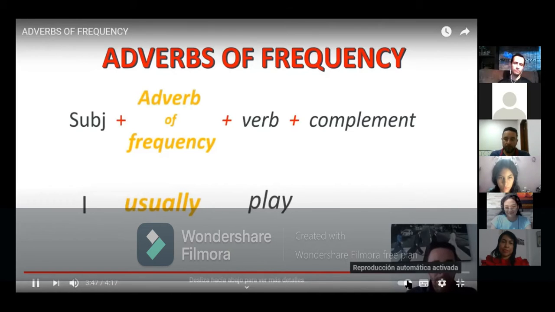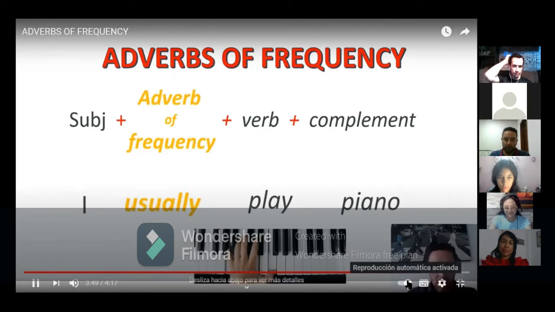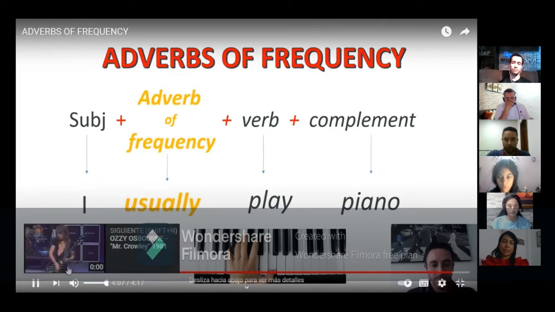We have here, "I usually play piano." So you can see the picture, the person who is playing piano. So the subject is "I." The adverb of frequency is "usually." We have here the verb, that is "play." And finally, we have the complement, that is "piano."